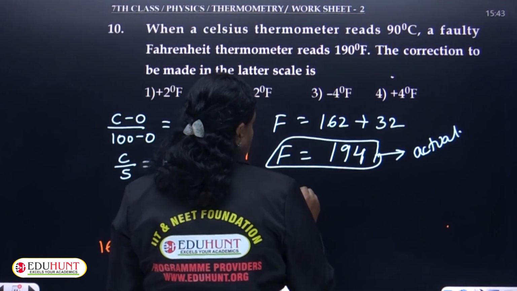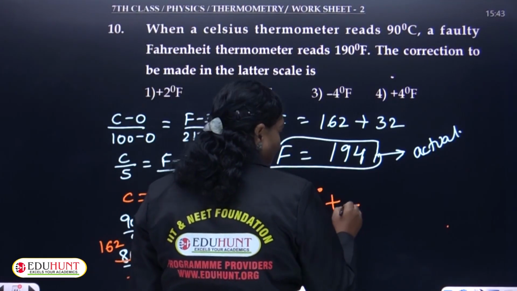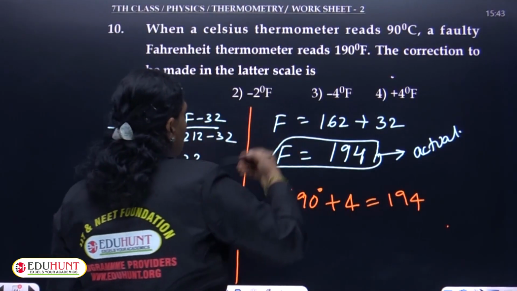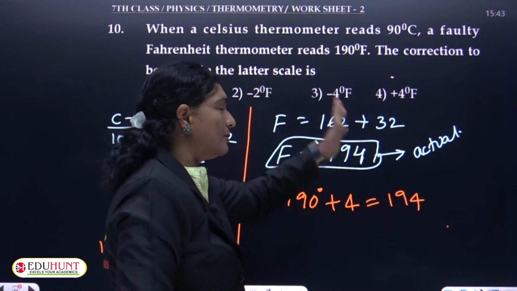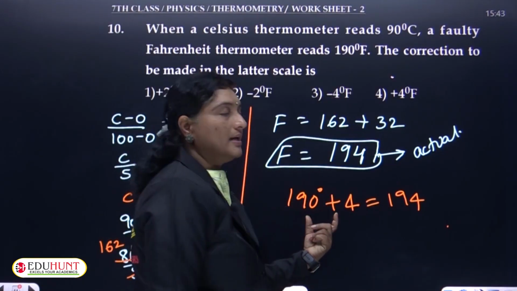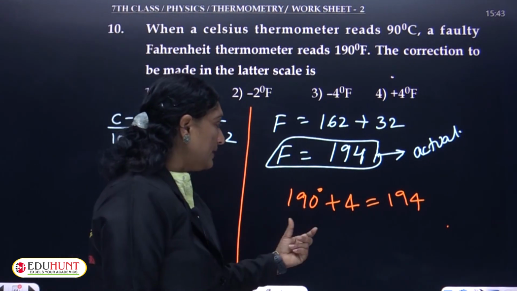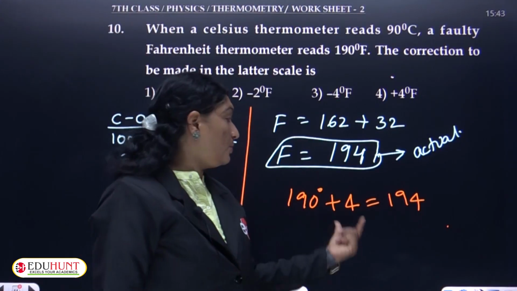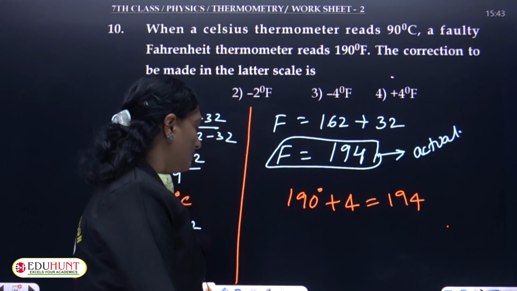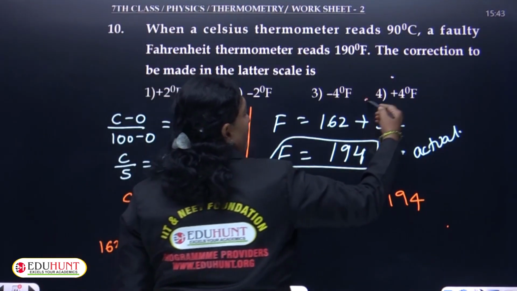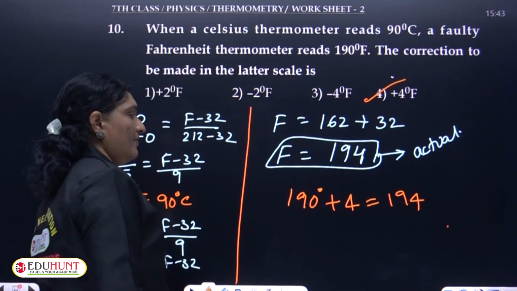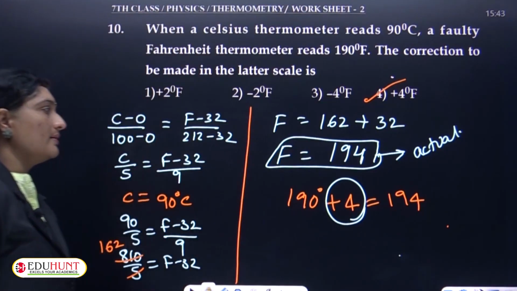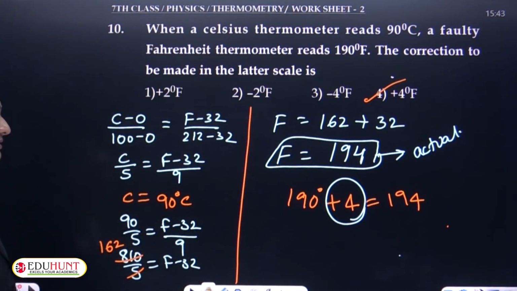In the reverse way, to make you understand, if 190 is given and you add 4 to this 190, then you will be getting 194. Because the minus and plus options were all given, to make you clear, the reading that the faulty thermometer was showing is 190. So how much must be added or subtracted to get the correct value? This is the question. So we have to add 4 to get the correct value. Hence the correct option is plus 4 degrees F. You have to add plus 4 degrees F to get the value as 194.